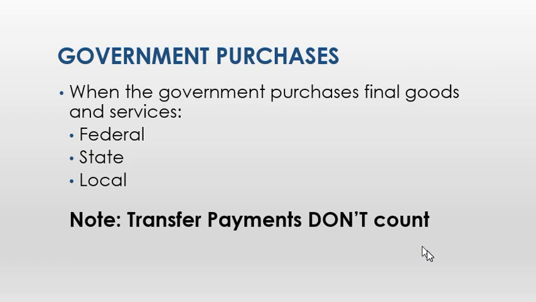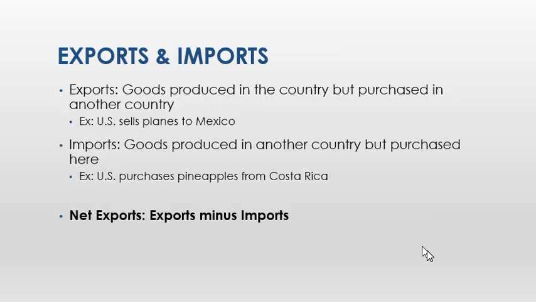Other examples would be unemployment benefits, welfare, VA benefits. None of those count, and the stimulus package payments that we got during COVID, again, the government's just taking money from one group and giving it to another group. There's no production involved, so we don't count those in government purchases or GDP.